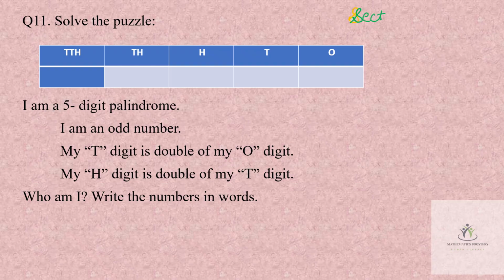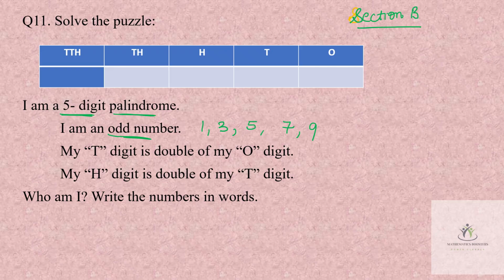Say this is section B. The first 10 questions belong to section A. Now we are heading to section B. Solve the puzzle. I'm a 5-digit palindrome. If it is a 5-digit palindrome and I'm an odd number, then the number ends with 1, 3, 5, 7 or 9.